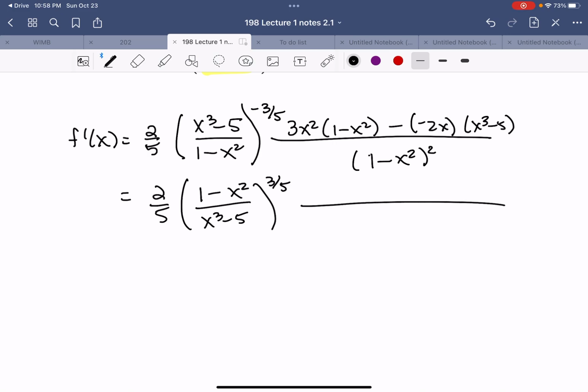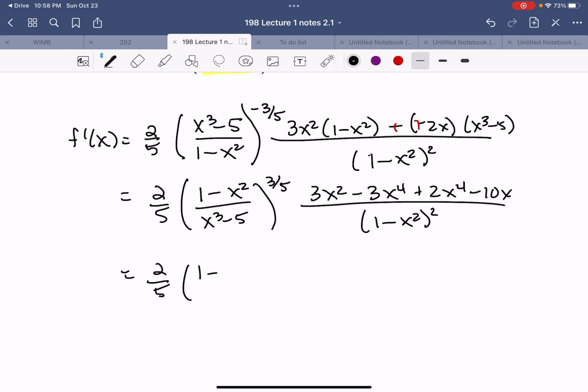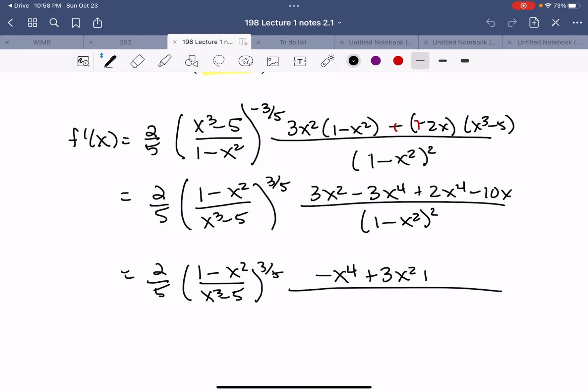Then over here, I'm going to distribute. So 3x squared minus 3x to the 4th. This becomes plus 2x. So I'm distributing a positive 2x to give me 2x to the 4th minus 10x all over 1 minus x squared squared. And then I just want to combine my like terms. Combining like terms, I have a negative x to the 4th plus 3x squared minus 10x all over 1 minus x squared squared.